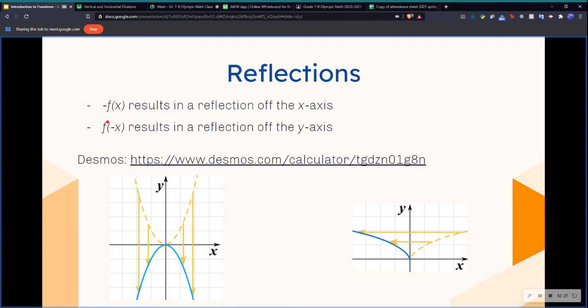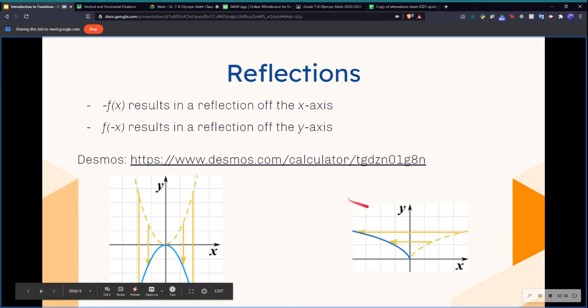What about f at negative x? This will result in a reflection of the y-axis instead. So take a look at this graph right here. You originally had your function, so take the yellow dash. This was your original function. If you reflect it off the y-axis, you get it over here on the left side instead of the right side. All right, so that's pretty straightforward. Let's look at Desmos.